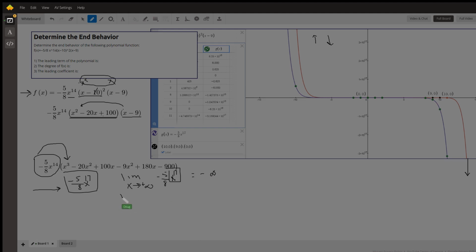And if I take the limit as x approaches negative infinity of that same thing, as x has really big absolute value in the negative direction, I've got negative 5/8 times, well, since the exponent is odd, I've got 17 negative factors. That's going to give me some big negative number in absolute value. And negative times negative is positive. And that's why the end behavior to the left is positive infinity or up, down.